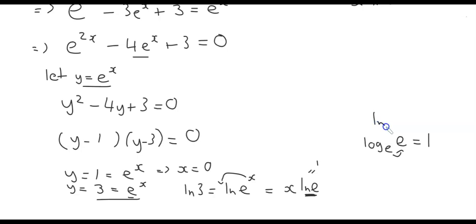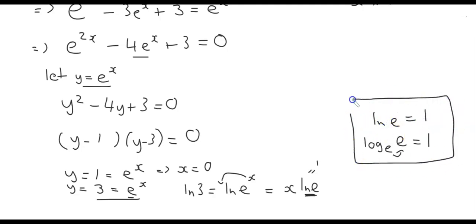That has to be 1. So ln of e is 1. That's an important thing to be aware of. And so therefore the other solution will just be x is equal to ln 3. So here are our solutions: x is equal to 0 and x is equal to ln 3.